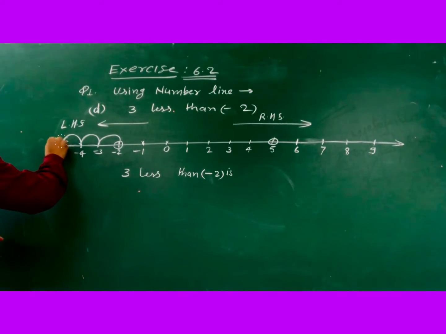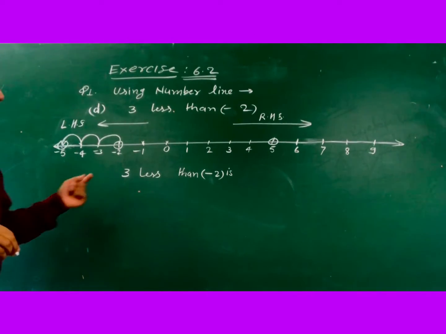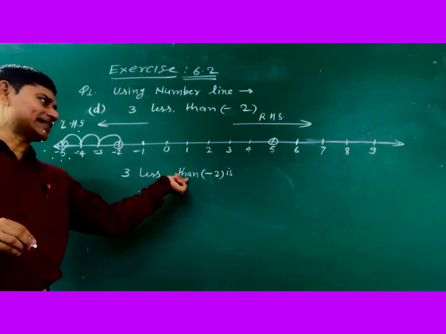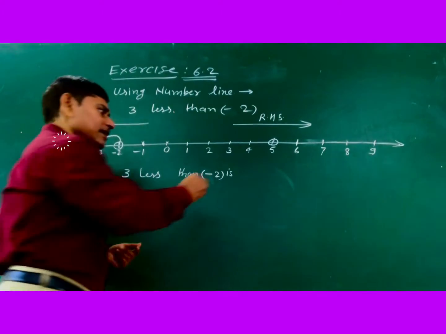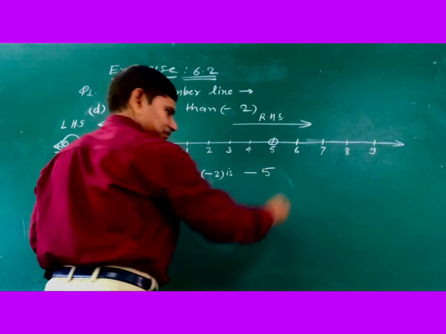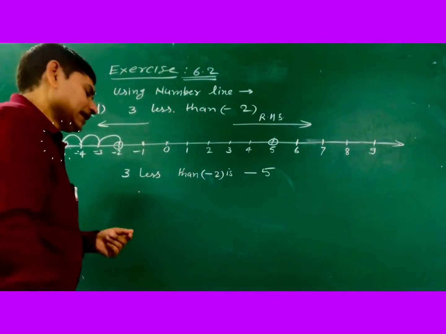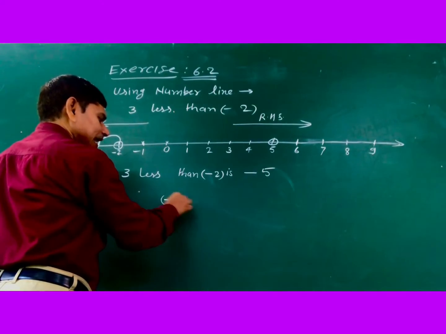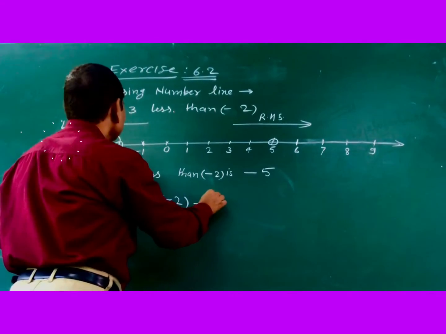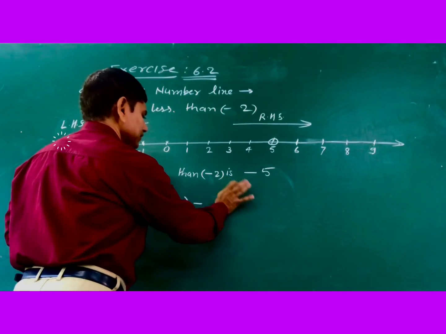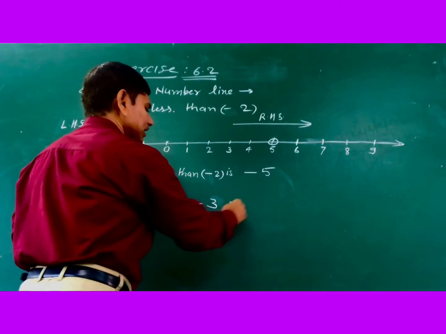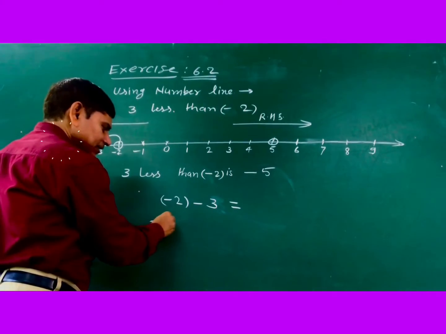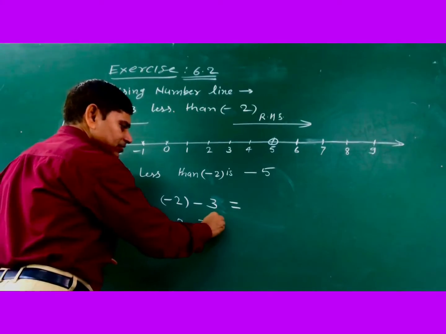-5. So this is the final position. So you will write here, 3 less than -2 is -5. Okay, correct? You can check this also. -2 and 3 less means -5. So what will you get? See here, this is -2 and -3.